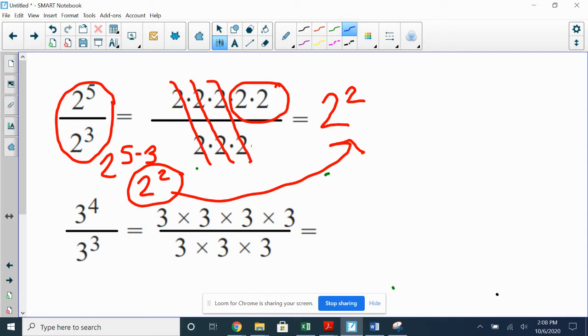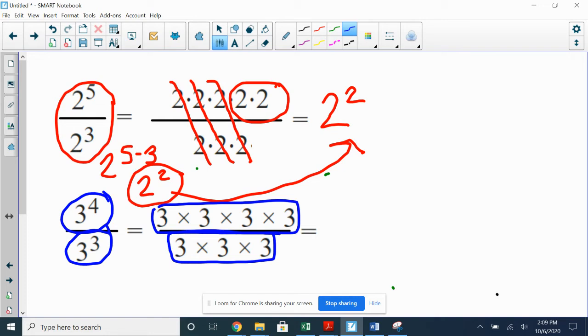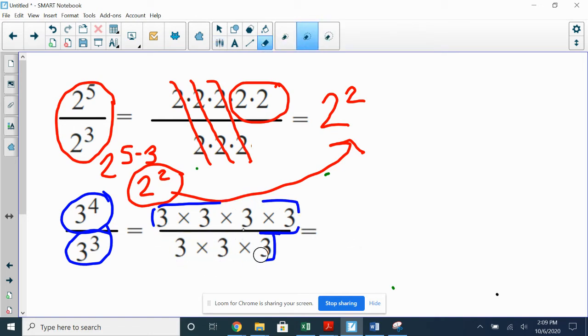So let's look at this next one. Showing how it works one more time, and then we'll go ahead and do some without drawing it out. So we know 3 to the power of 4 is 3 times itself, 1, 2, 3, 4 times. And we know that 3 to the 3 is 3 times itself, 1, 2, 3 times here. So I'm going to go ahead and erase that because I was just trying to emphasize where we were looking.